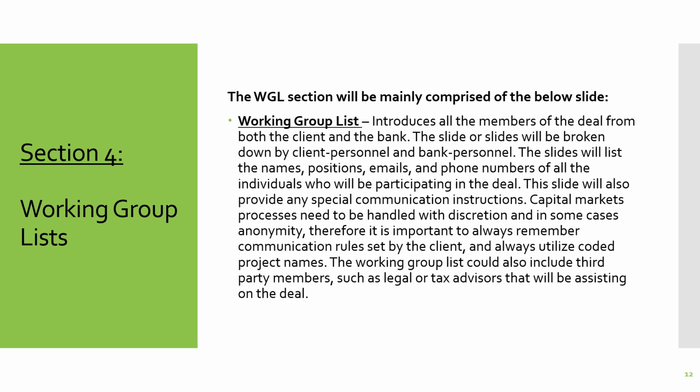Capital markets processes need to be handled with discretion and in some cases anonymity. Therefore, it is important to always remember communication rules set by the client and always utilize code project names. The working group list could also include third-party members, such as legal or tax advisors who will be assisting on the deal.